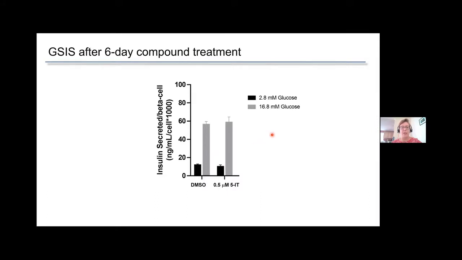Now, what we do here in this 2D culture system is we actually normalize by the beta cell number. So we take the supernatant to do an ELISA, and we stain the wells for C-peptide and use those values to help normalize the values we get in the ELISA.